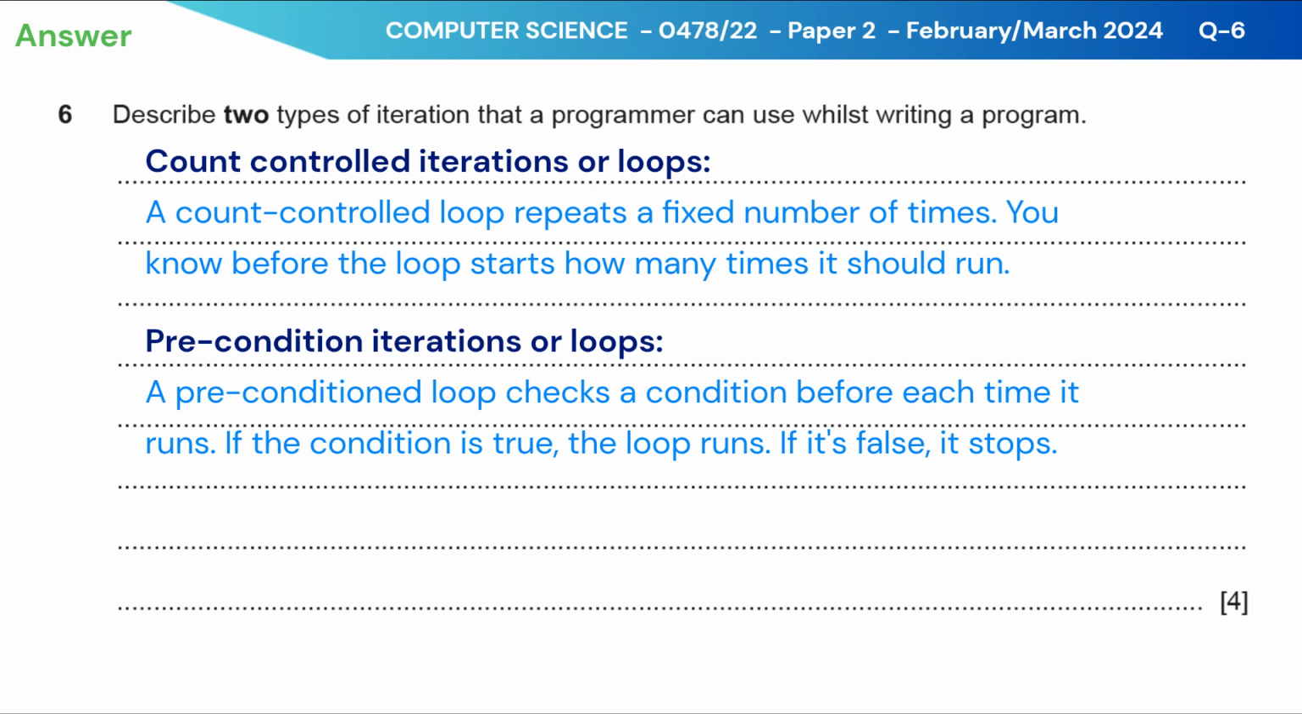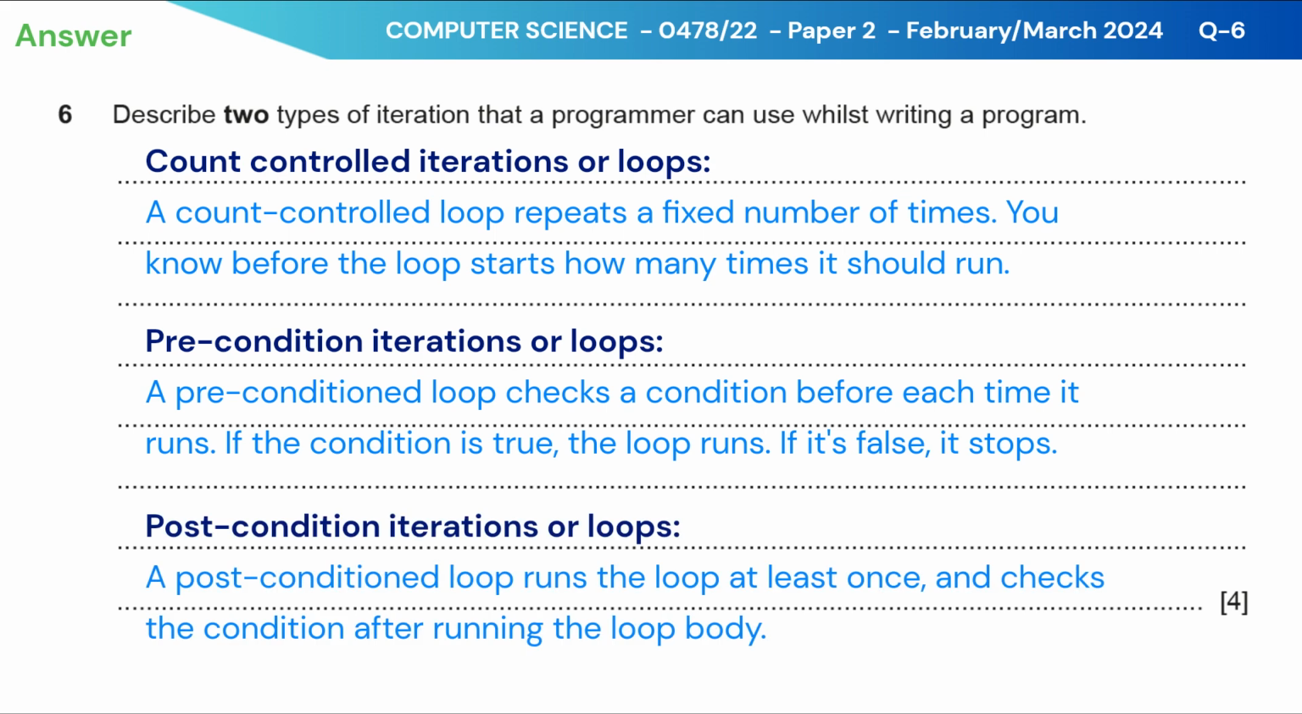Then, precondition iterations or loops. A precondition loop checks a condition before each time it runs. If the condition is true, the loop runs. If it's false, it stops. And lastly, postcondition iterations or loops. A postcondition loop runs the loop at least once and checks the condition after running the loop body.